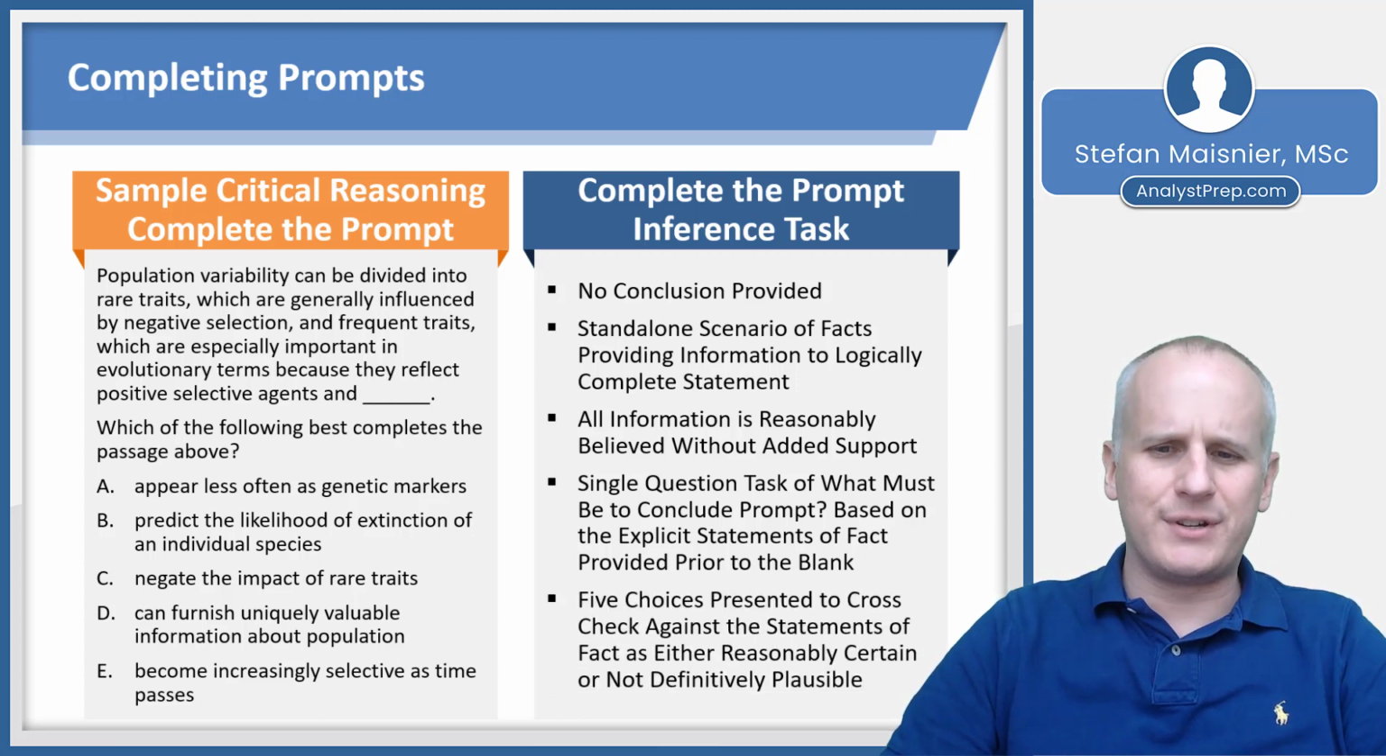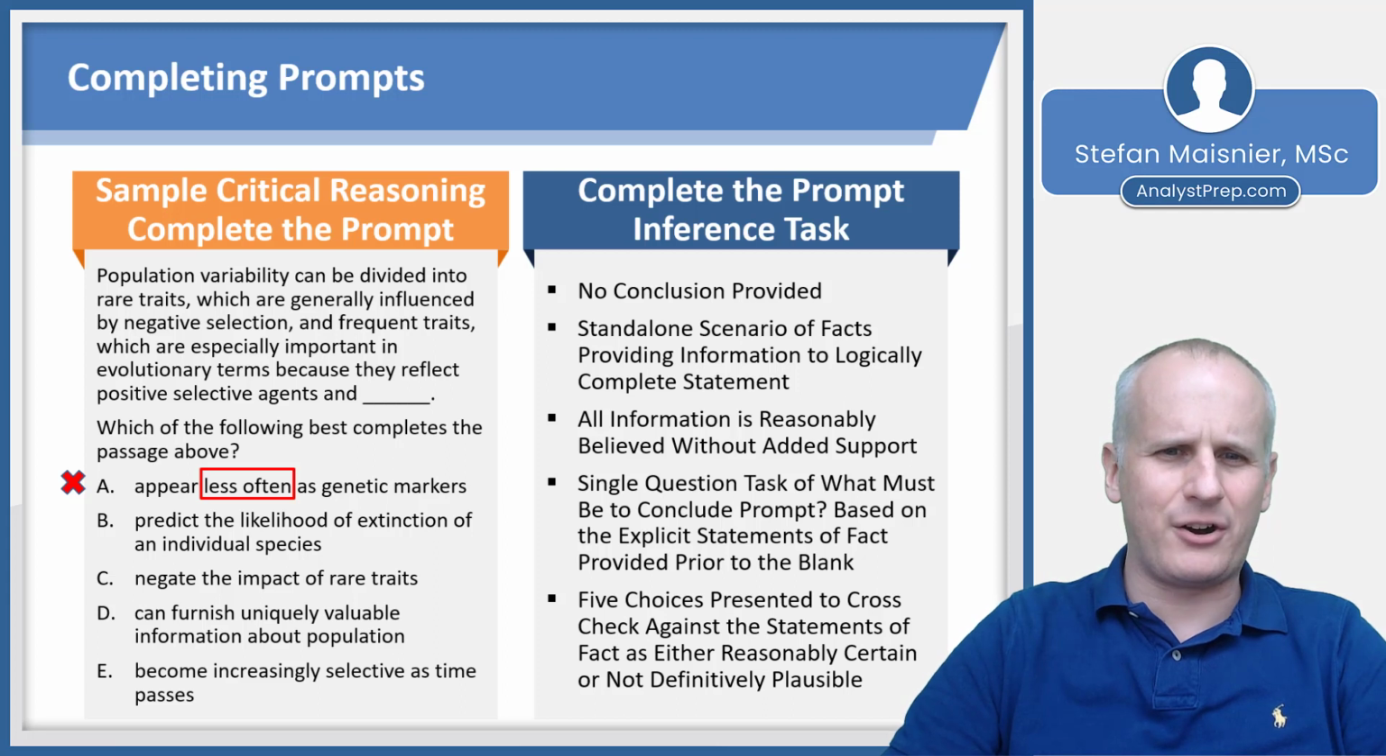And the 5 answer choices are presented to cross check against the statements of fact as either reasonably certain, meaning without exception, or not definitively plausible. So when we start with choice A, "appear less often as genetic markers." Well, we don't actually compare the frequent traits, which are especially important in evolutionary terms because they reflect selective agents. And actually, this is backwards, right? We're talking about frequent traits, so less often would be a reversal. So beware of reversals. Make sure that you're understanding the information directly.